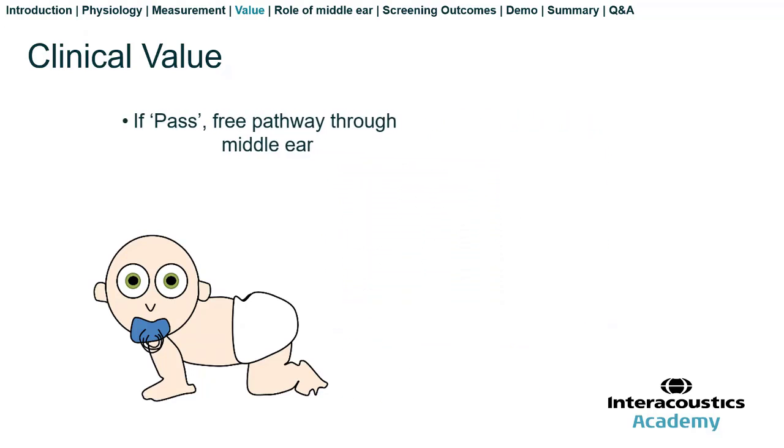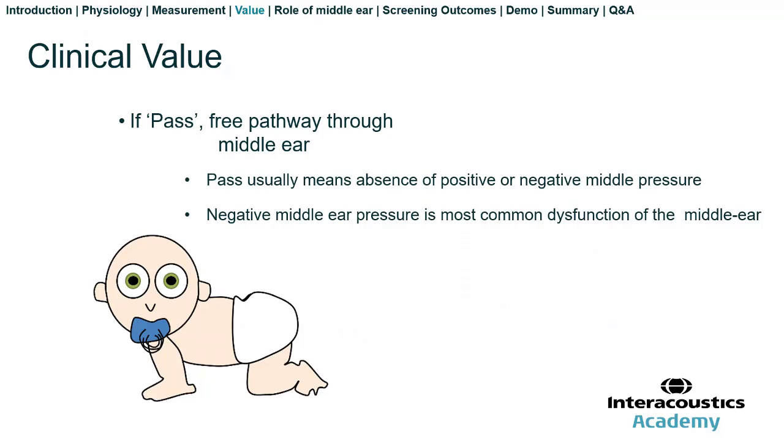And in order to get a pass, it would be ideal to create a free and easy path through the middle ear. A pass ideally would mean that there's an absence of positive or negative middle ear pressure. And it just so happens that negative middle ear pressure is the most common dysfunction of the middle ear.